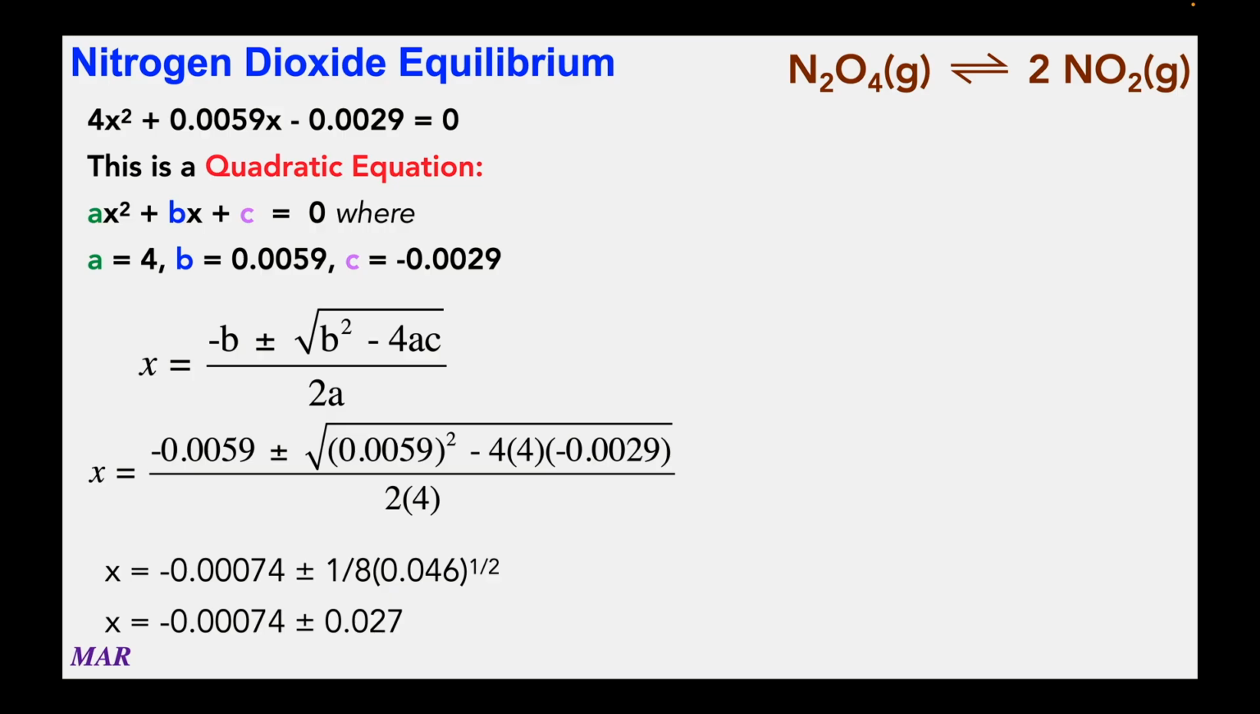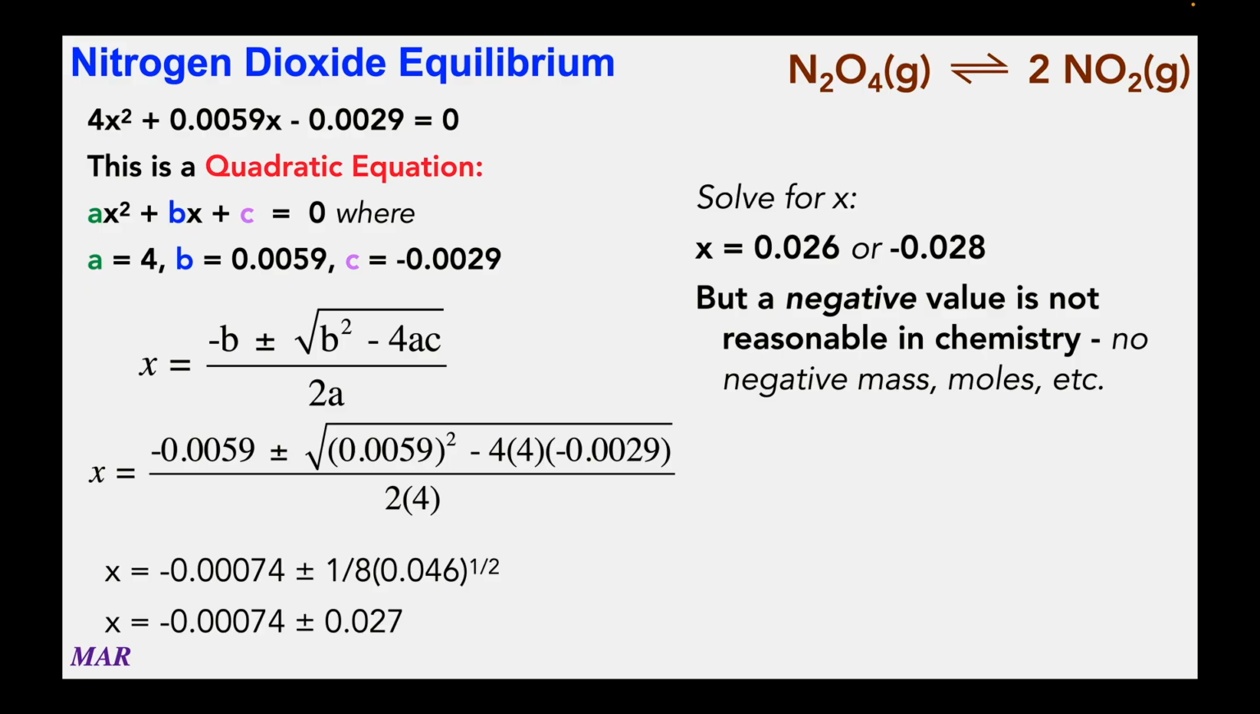So in your calculator, when you solve this, and I'm going to encourage you to do this, at the very end, you're going to get 2 answers. You're going to get 2 answers because of this plus or minus part right here. So when you do this, either manually or in your calculator, as I'll talk about, you end up with x equals 0.026, and you're also going to end up with x equals minus 0.028.